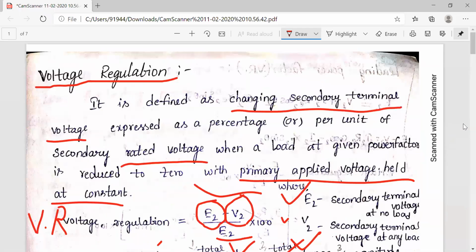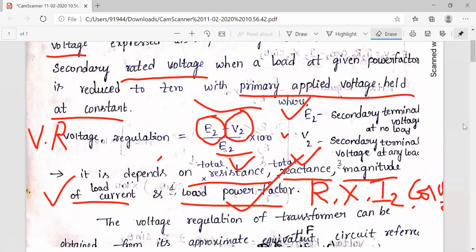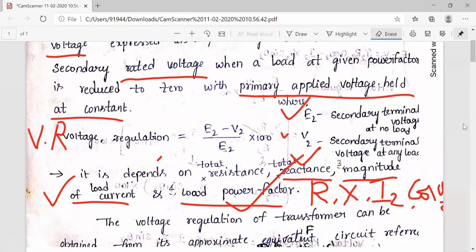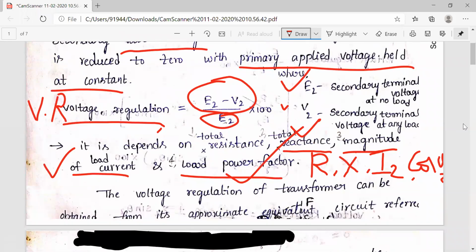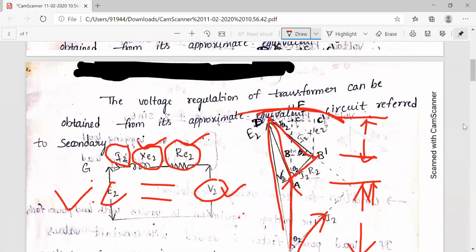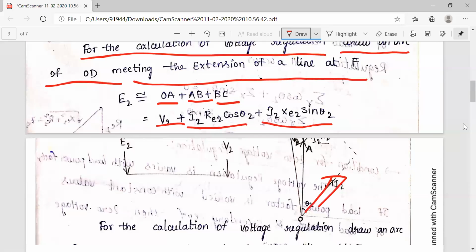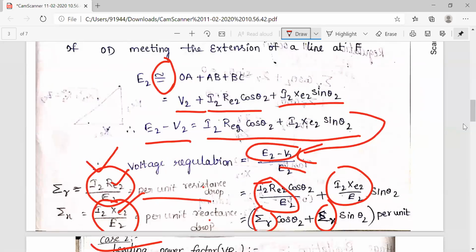So this is the formula for calculating the voltage regulation. Voltage regulation equals the change of secondary terminal voltage, E2 minus V2, by E2. It depends upon resistance, reactance, current, and power factor. Now, the formula for voltage regulation for lagging power factor.